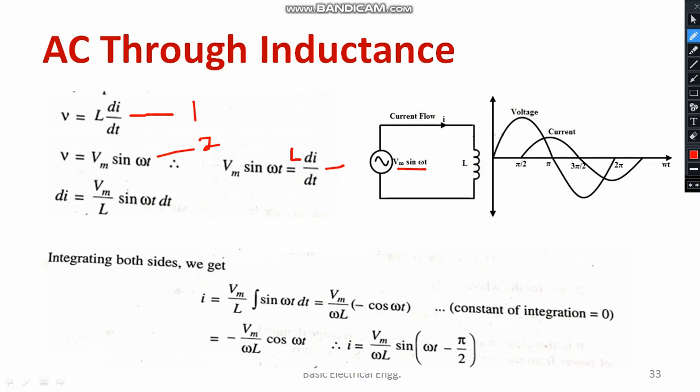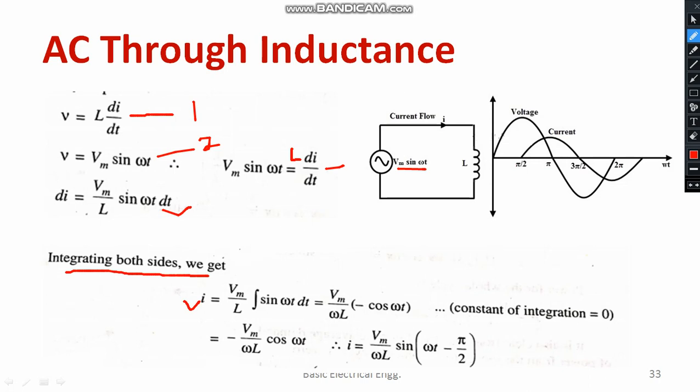L can be taken to the LHS. di is equal to Vm by L into sin omega t. This is the change in value of current. I need to calculate the total change in value of current, so integrate the LHS and RHS. The integral of di is nothing but I. Then the integral of Vm by L into sin omega t. Vm by L is a constant value, so let me take it outside: Vm by L into the integral of sin omega t.